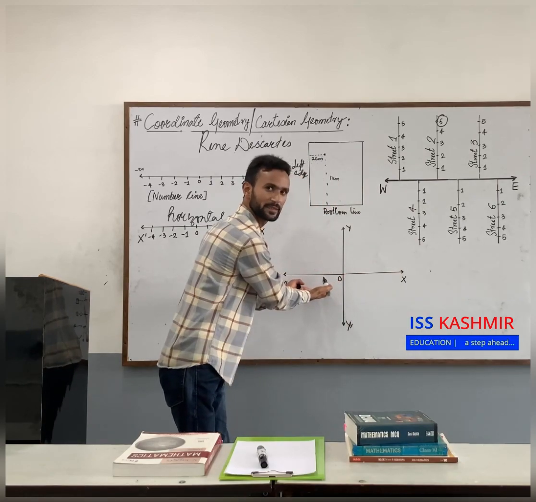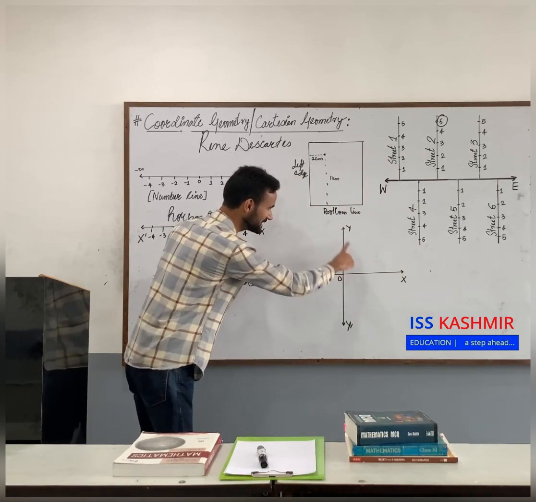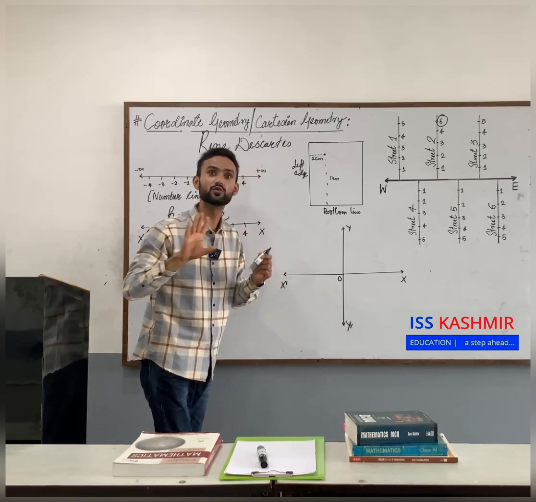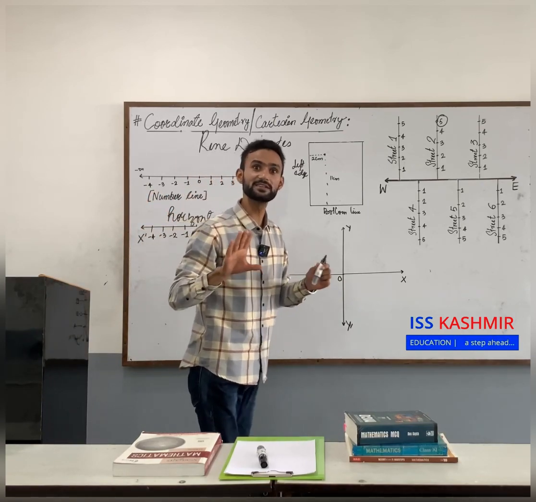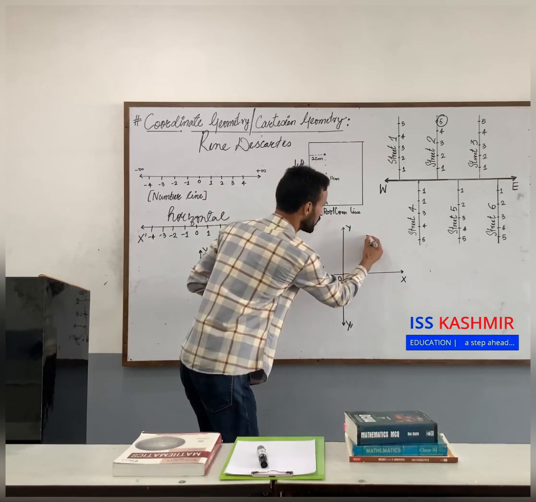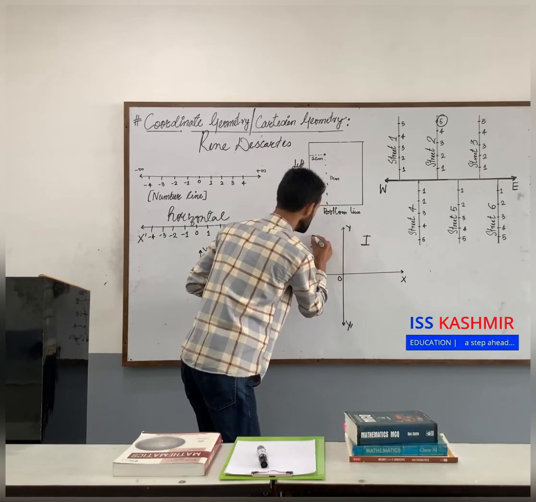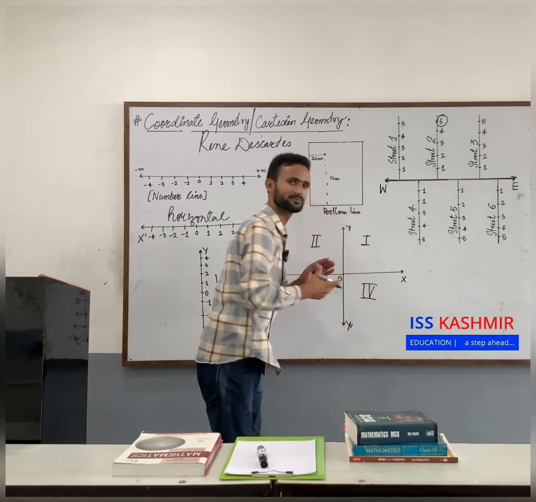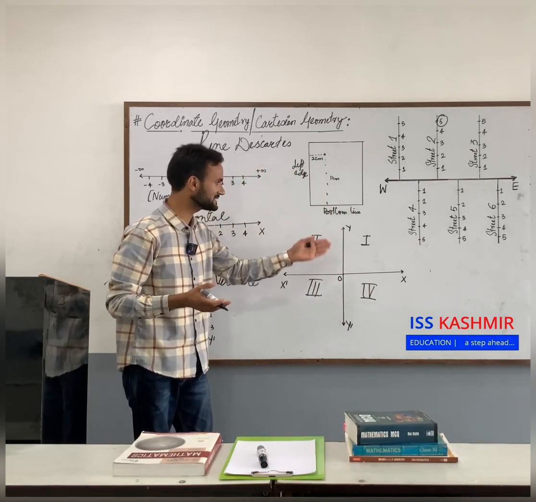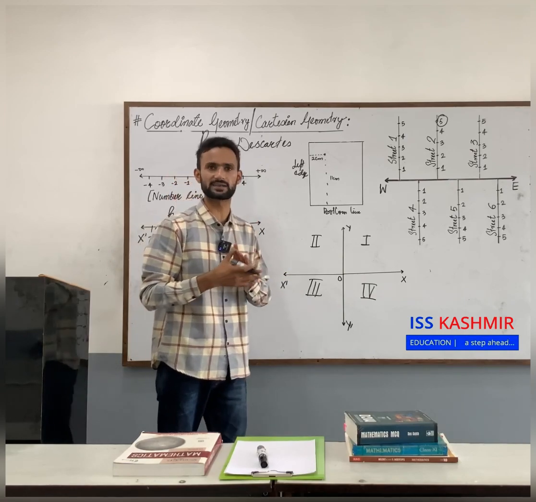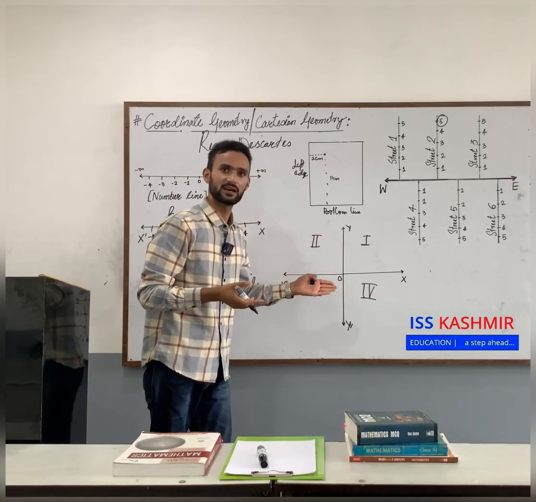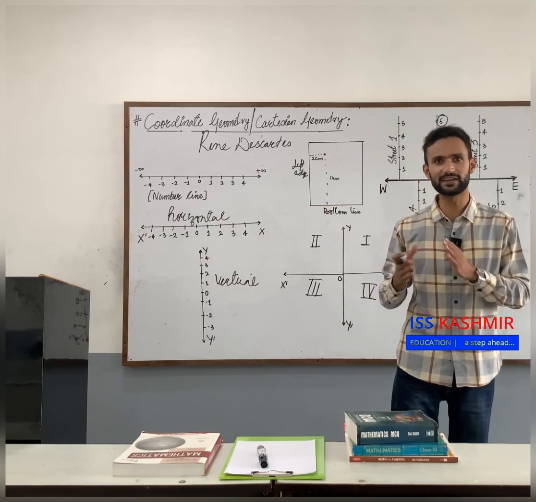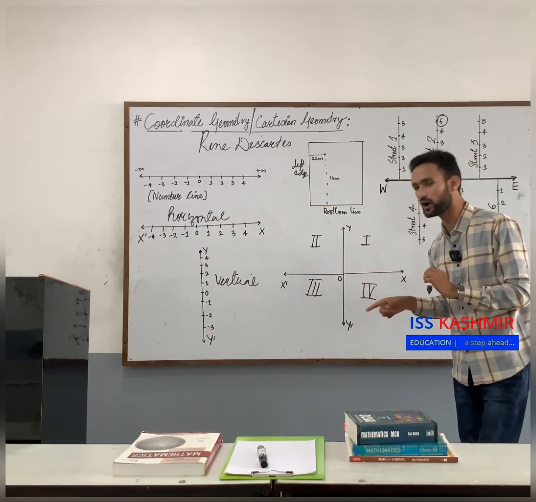We can observe that the axes divide the plane into four parts. Each part is known as a quadrant. Quadrant means one-fourth part. Here it is the first quadrant, the second quadrant, the third quadrant, and the fourth quadrant. Such a plane we call the Cartesian plane, XY plane or coordinate plane, and these axes are known as coordinate axes.